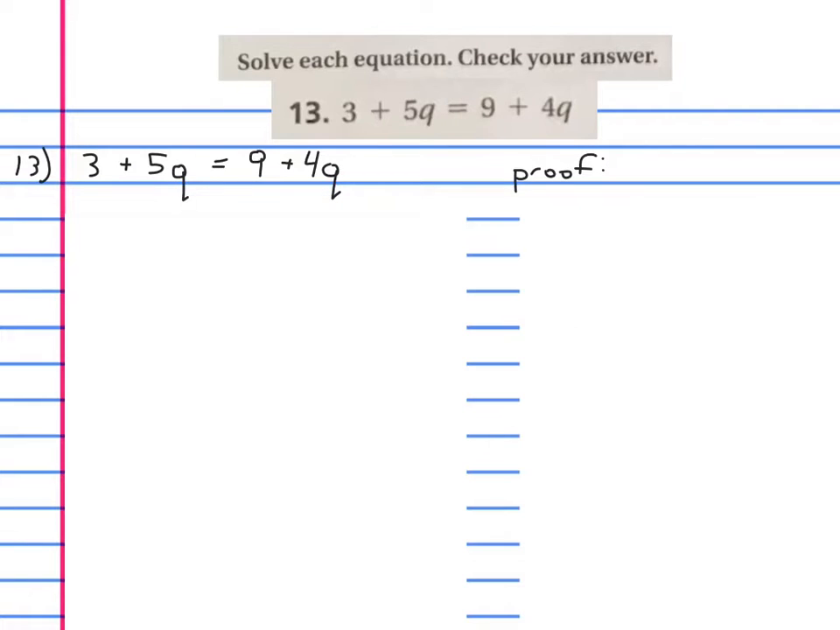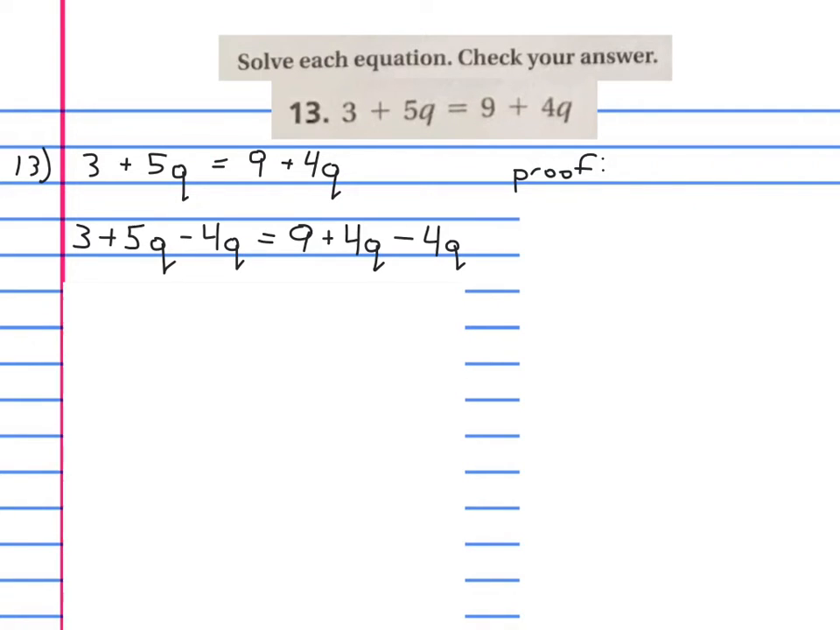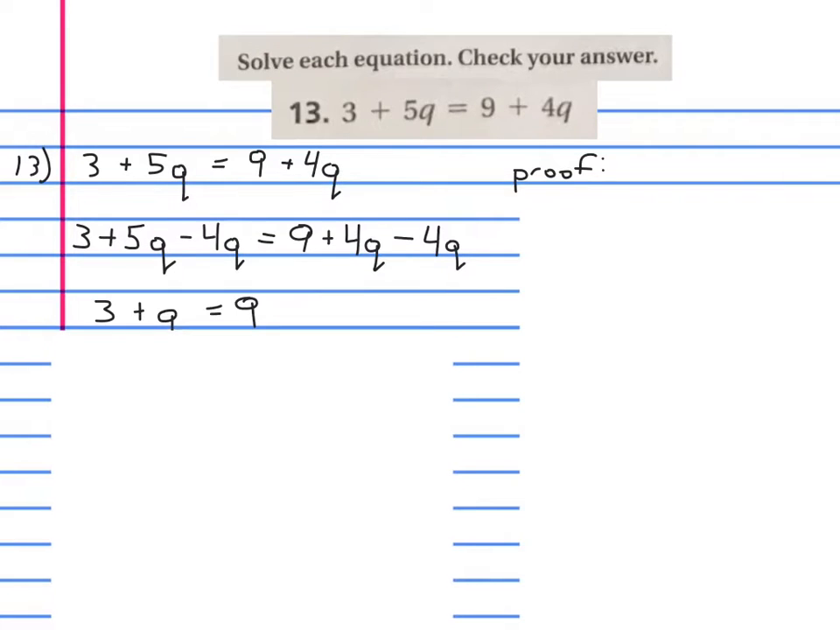There's one that's most obvious to me as best, and that is to take away the 4q from both sides because 5q minus 4q is just q. Okay, so I write everything that's already there, 3 plus 5q, and then I say minus 4q. And I take everything that's already there, 9 plus 4q minus 4q. That's going to go away there, and these two are going to combine to be just q. So you get 3 plus q equals 9.